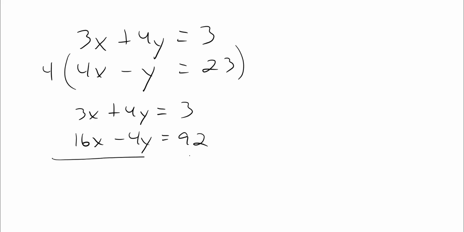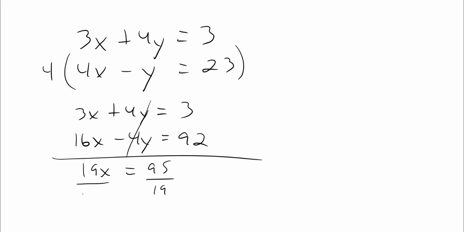Okay, so I draw my line underneath there. 3x plus 16x is 19x. This cancels, and I get 95. Okay, and now I'm going to divide by 19. Now, again, use your calculator. It's kind of a big number, but x comes out to be 5.